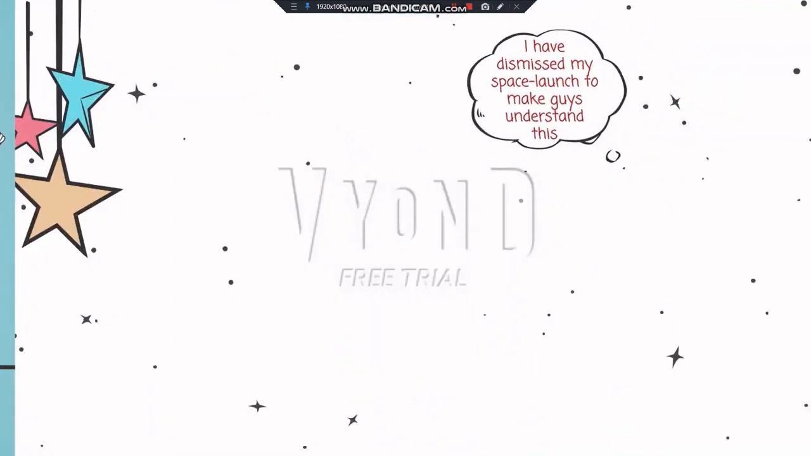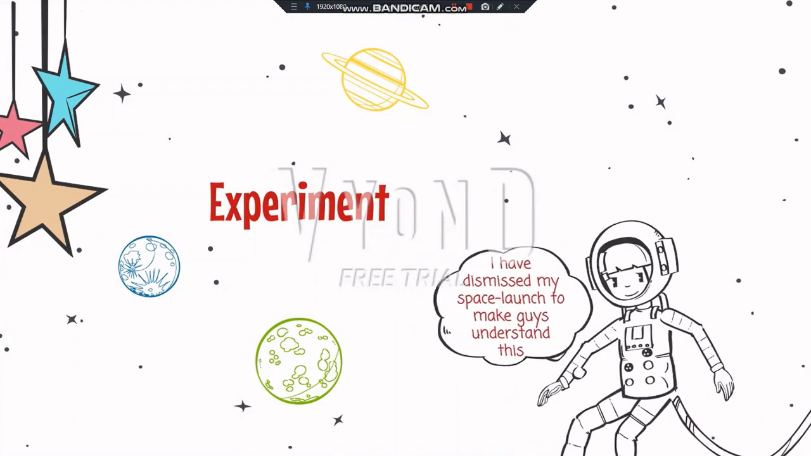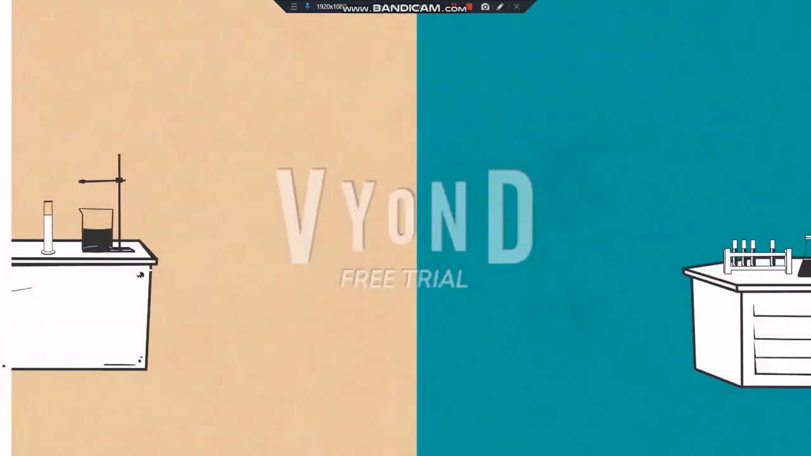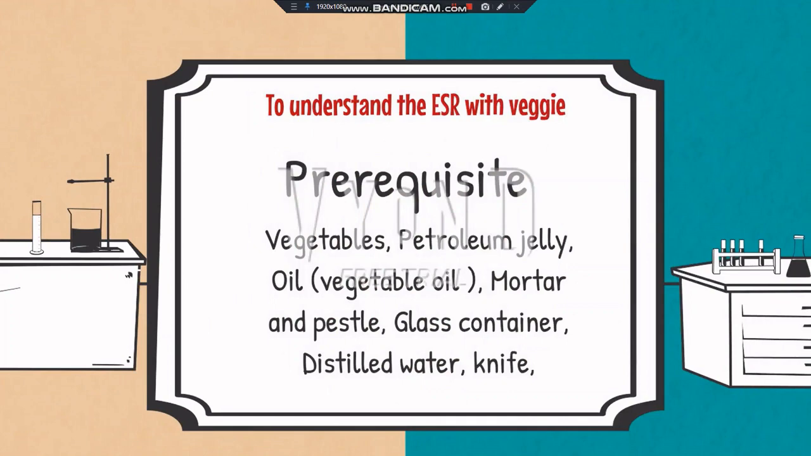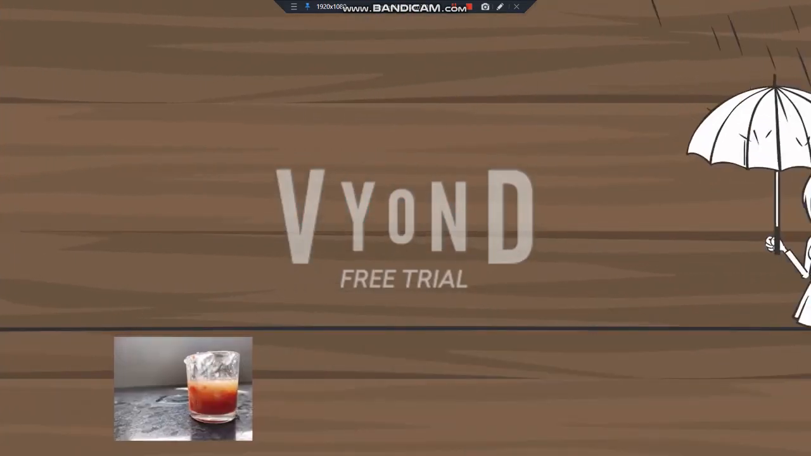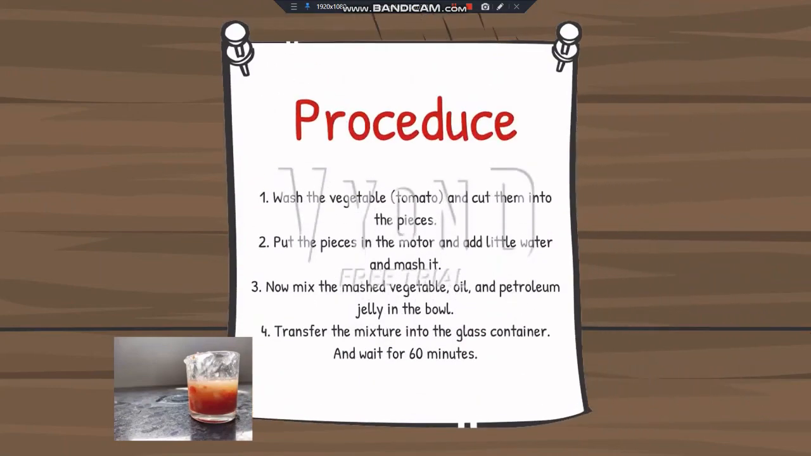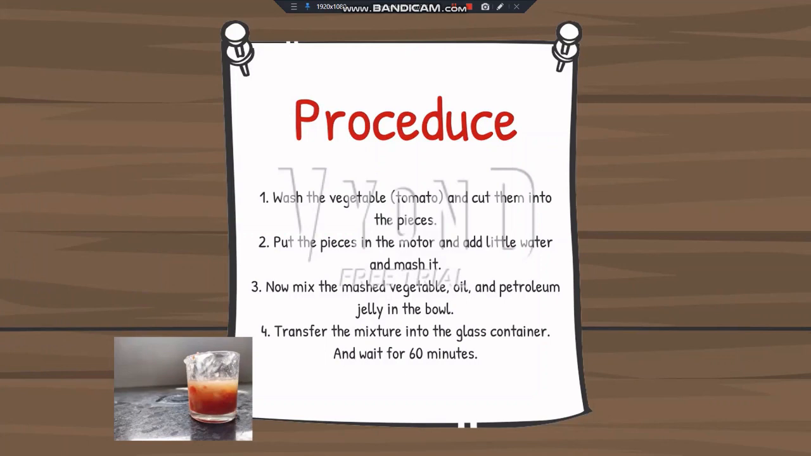We went through the fundamentals of E.S.R, and now let's see how E.S.R functions with the help of an experiment. These are the things needed for the experiment: vegetable, tomato, petroleum jelly, vegetable oil, mortar and pestle, a glass container, distilled water, and a knife. The procedure is quite easy to understand. We will wash and cut the vegetables, then mash them by adding a little water. Then we will mix the mashed tomato with other ingredients, that is vegetable oil and petroleum jelly, in a bowl.